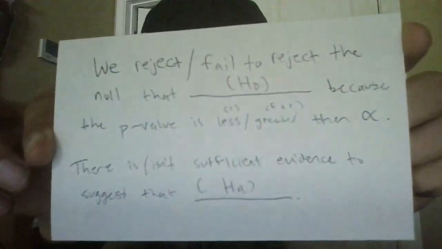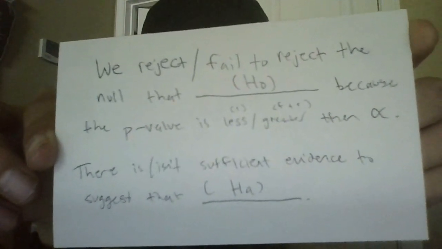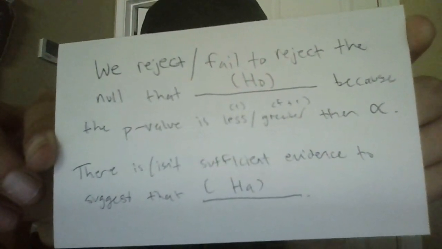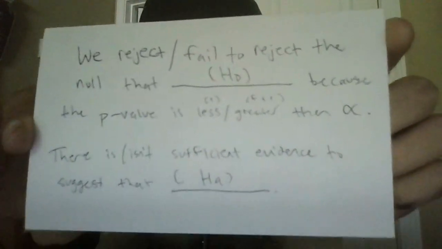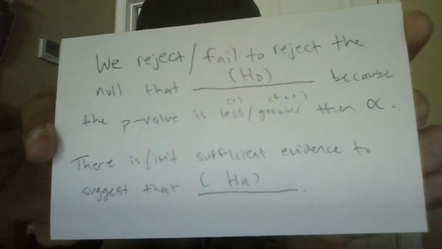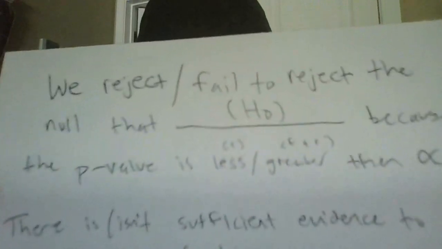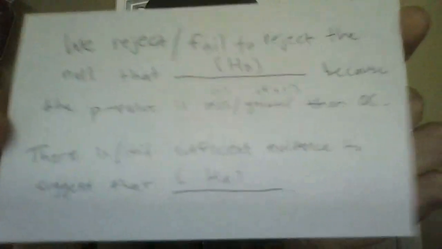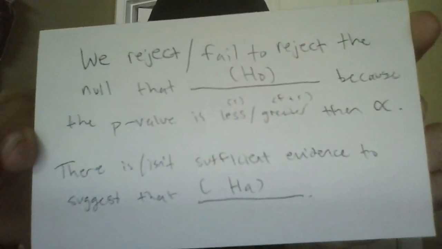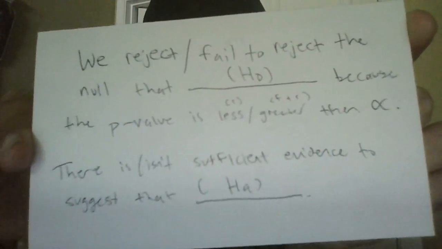All right, what is the conclusion for any hypothesis test? You have to say it like this. We reject or fail to reject the null hypothesis that, and then say whatever it was, because the p-value is less or greater than the level of significance. Don't draw that symbol, say level of significance. I was just doing that for space. There is or isn't sufficient evidence to suggest that, and then say what the alternative hypothesis is. Remember, if it's less than the level of significance, which is almost always 0.05, if the p-value is less than that, reject. If it's greater than that, fail to reject.